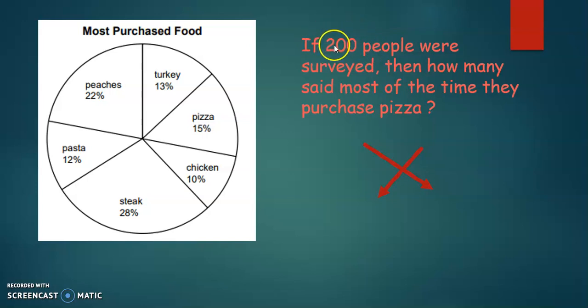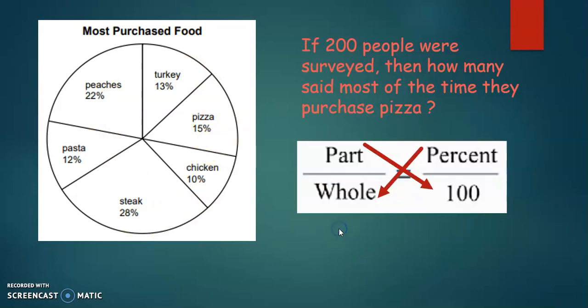So out of 200 people, 15% chose pizza. That is not equivalent to 15 people. The only time that that would equal 15 people is if this was 100. So you could mathematically figure it out without having to do what I'm about to show you because it's 200. Some of you might be able to see what you would do to that 15. But what you're going to have to do in order to figure that out is we're going to have to use our part over whole equals percent over 100 proportion and cross multiply to solve.